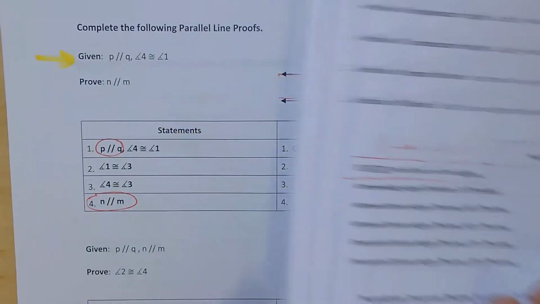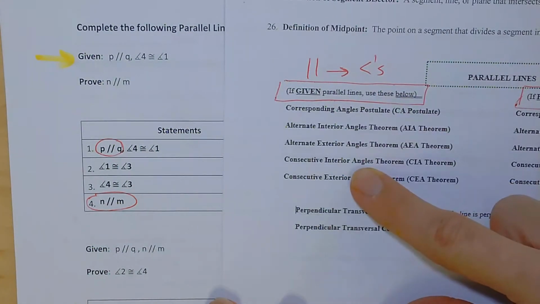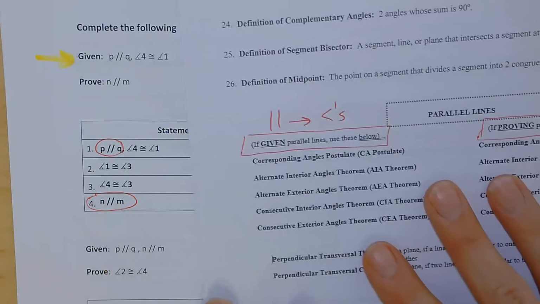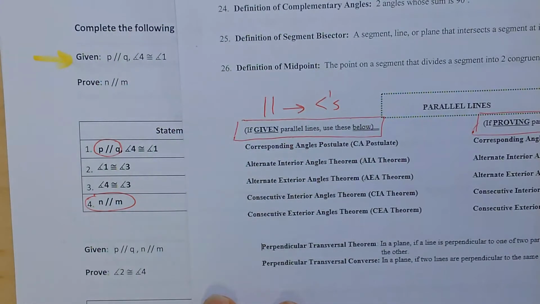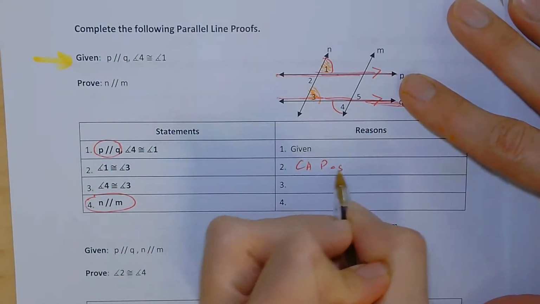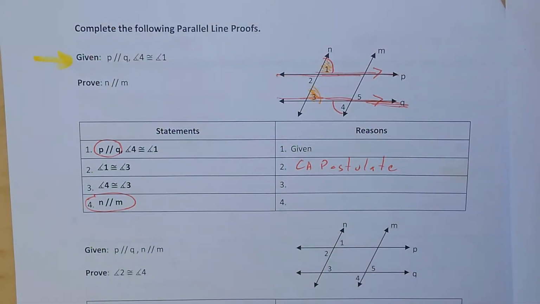So I go over to my reference sheet and I look at all these reasons because the parallel lines are going to cause those angles to match. And I notice that 1 and 3 are corresponding. And I say, oh, well, the corresponding angle postulate tells me if my lines are parallel, then corresponding angles are congruent. So I'm going to call this CA postulate. I'm using a postulate like a theorem because I know my lines are parallel.